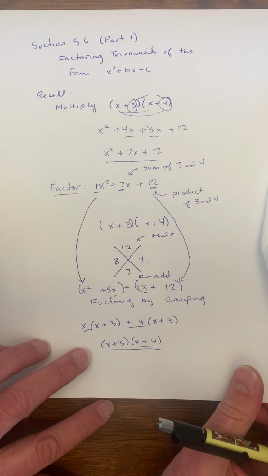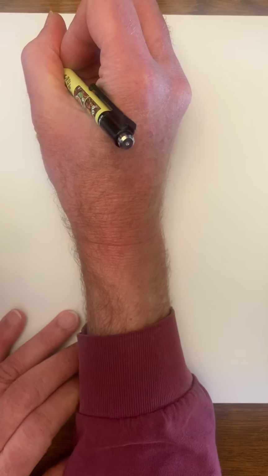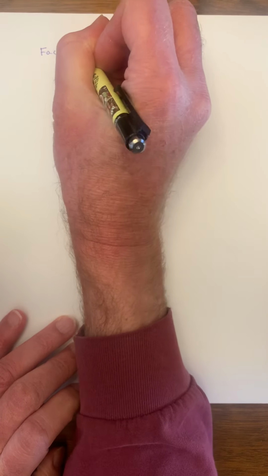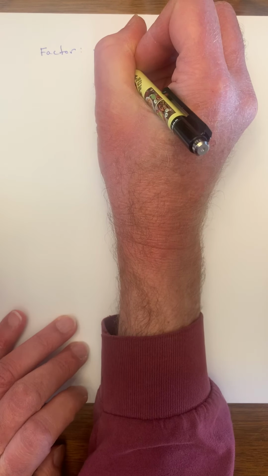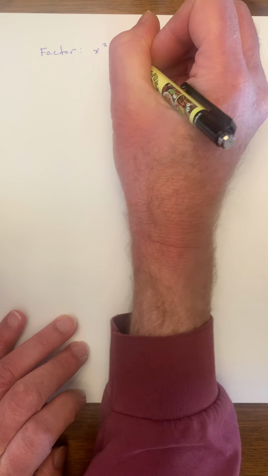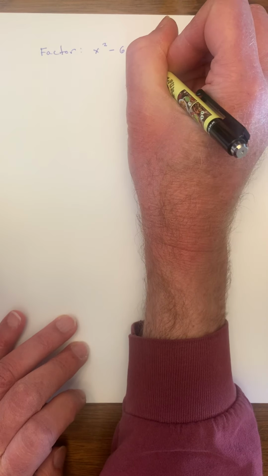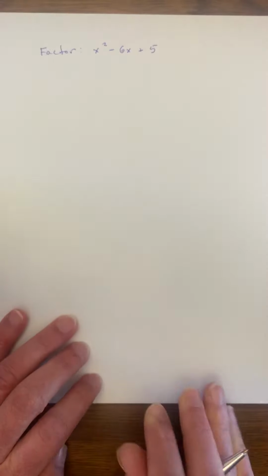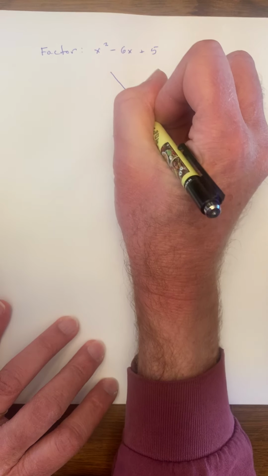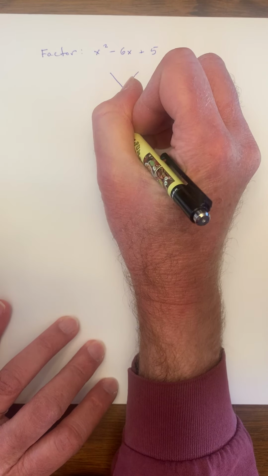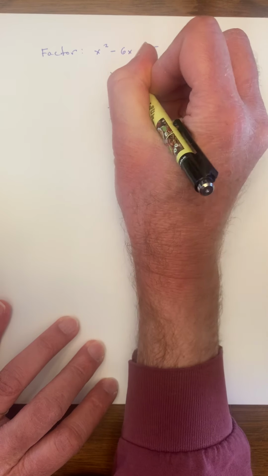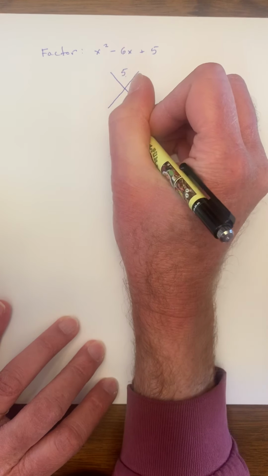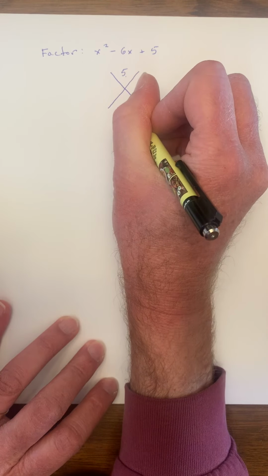So let's do another example. Let's say that I'm asking you to factor x squared minus 6x plus 5. Now the first thing I'm going to do is the x method. Now you've got to be careful here. I want numbers that multiply to make 5 and add to make -6.